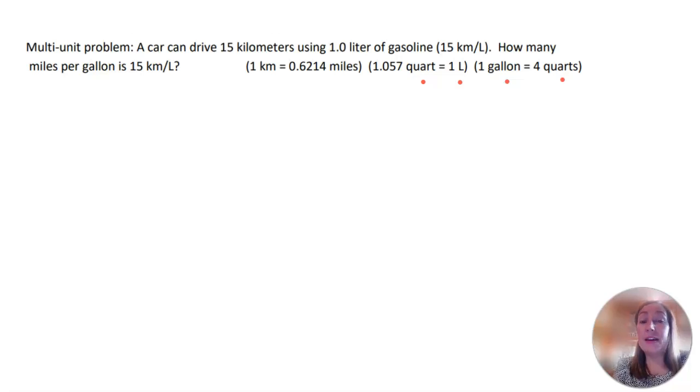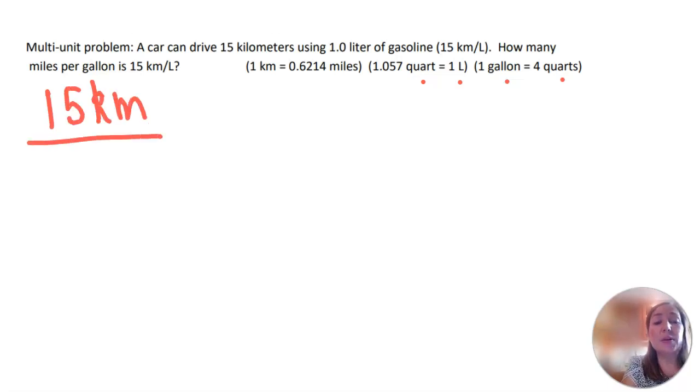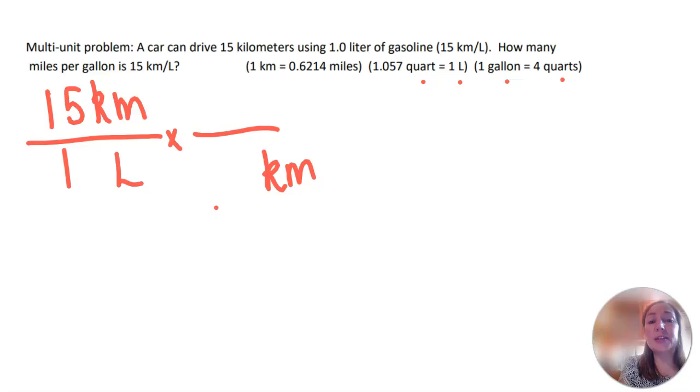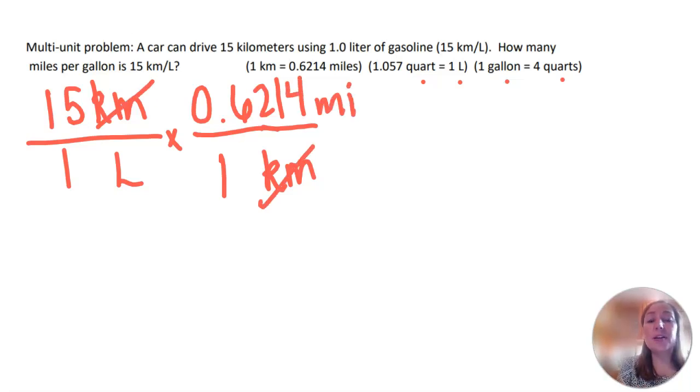And then we know kilometers and miles. I think we can do this. Okay, so we've got 15 kilometers per every 1 liter. We are going to bring down kilometers. We know that 1 kilometer is 0.6214 miles. Okay. Now, we don't want liters, so we bring it up to get rid of it.